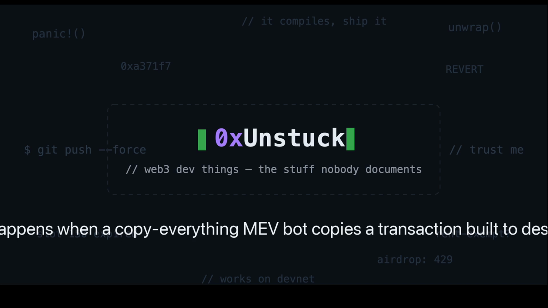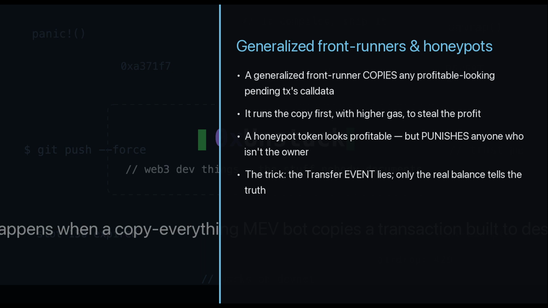Today, Generalized Frontrunners and the honeypot that turns them into prey in 3 acts. First, the bait, a transaction that looks like free money, then the trap, where a bot copies it and gets wrecked, and then the defense. And every act, we prove it 3 ways, on a diagram, in a test, and live on a public blockchain, following the tokens on Etherscan. Let's go. First, the idea.